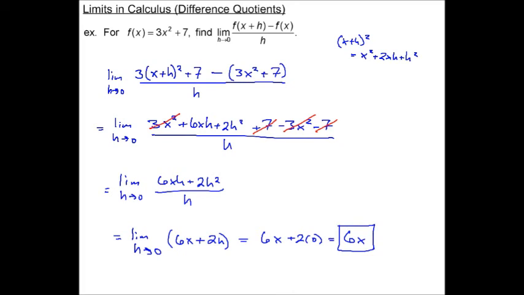Alright, if you print out the notes yourself, I left an entire page for this problem, just in case you have a little bit bigger handwriting than me. Hopefully you didn't have any trouble getting all that in on the page.